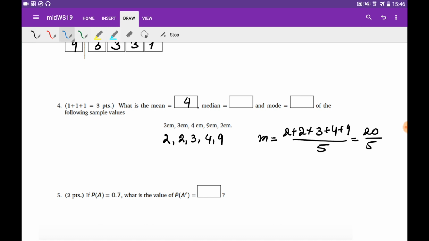The median is the number which is going to be in the middle when we sort the data points. It is going to be 3. And the mode is the most frequent data point, which is 2. So the 2 is most frequent in our set.